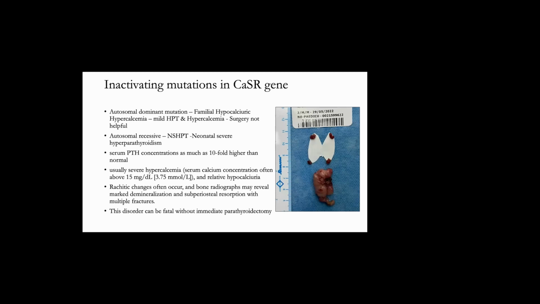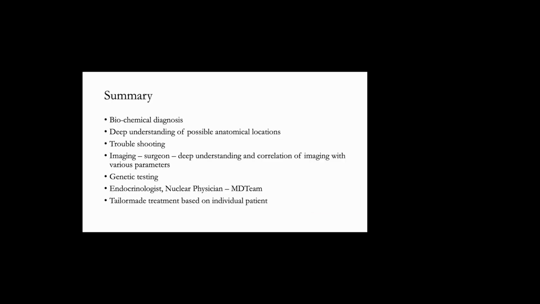There's something called neonatal severe hyperparathyroidism. It's because of mutation in the CASR gene, and children are born with severe hypercalcemia, but there could be relative hypocalciuria. Here again, total parathyroidectomy with autotransplantation and transcervical thymectomy is going to be helpful. This disorder could be fatal to the neonates because of the cardiac arrhythmias that are possible and various other complications, and this needs emergency surgery.